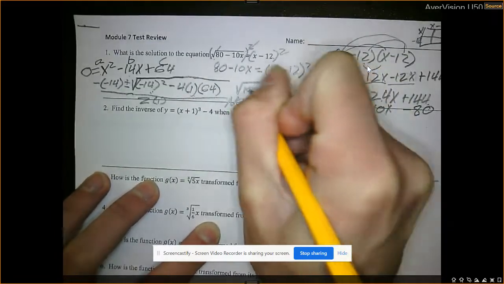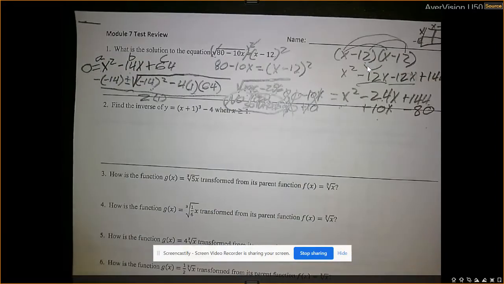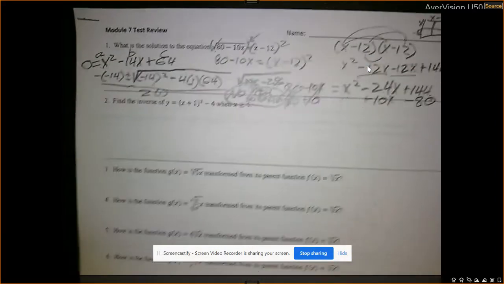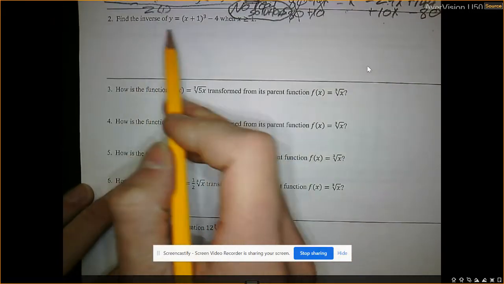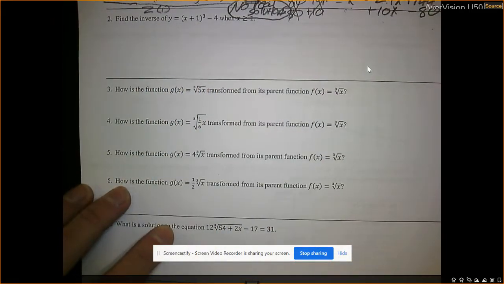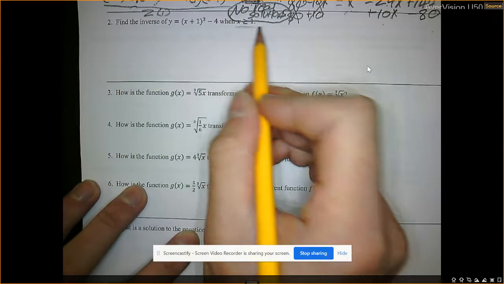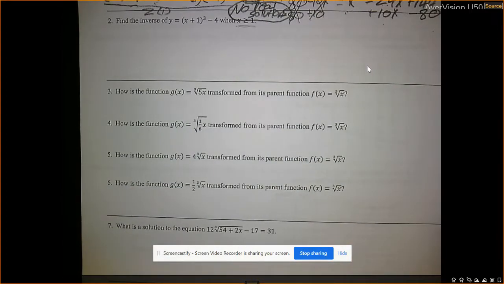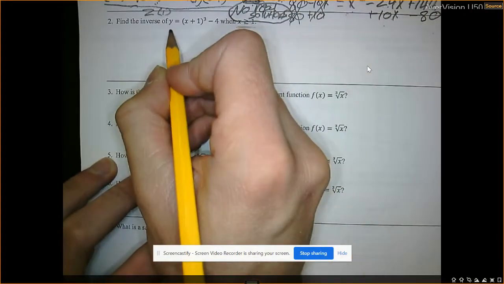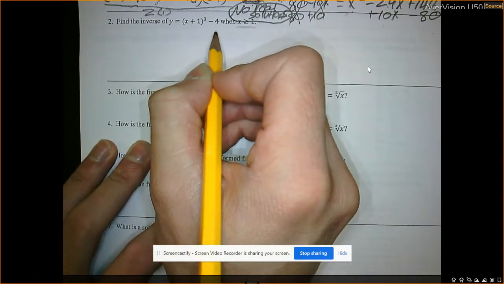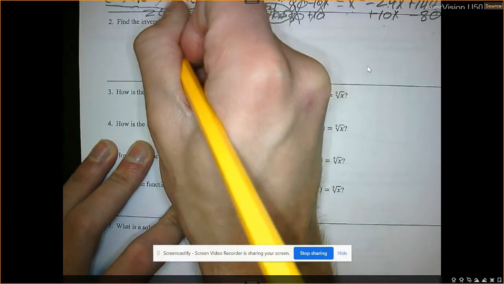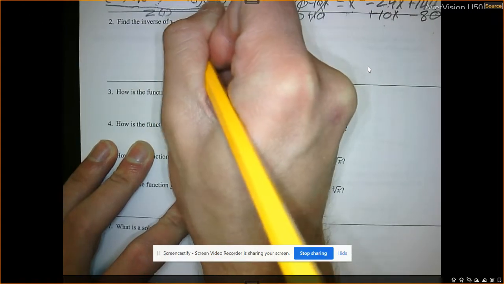Okay, and that is how you would tackle a problem like number 1, no real solutions. Okay, moving down to 2, if it's finding the inverse, don't worry too much that it says when x is greater than or equal to 1. Just go ahead and start solving the inverse for this here. So we have y equals (x plus 1) cubed minus 4. Well, I always just start by switching my x and my y.